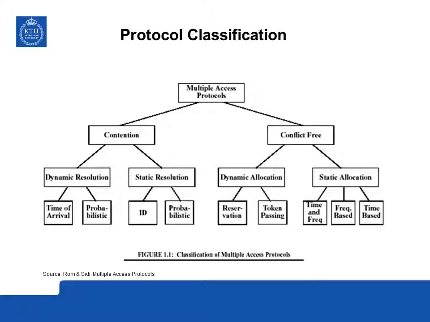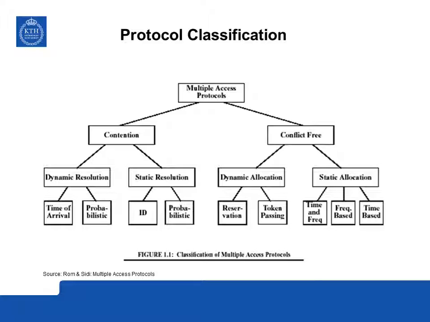This picture summarizes the various protocol classes as described by Rom and Sidi. We see the two main groups, the contention-based schemes and the conflict-free schemes, on the left and the right-hand side respectively. And the contention schemes can then be subdivided, as we will see, into dynamic resolution and static resolution schemes. And this depends on how a collision that occurs will be handled.